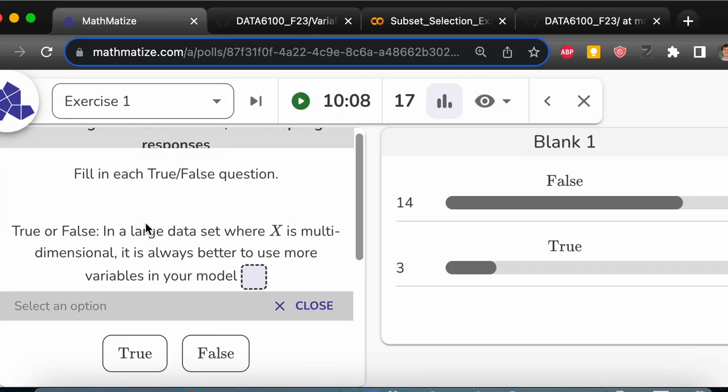All right, true or false, in a large data set where X is multidimensional, it is always better to use more variables in the model. We have 14 false to 3 true. So most people think it is false. The correct answer is false. I won't hit reveal because then it would reveal all the answers. But the correct answer is false. More variables is not always better. That is what the videos for today's class were all about.